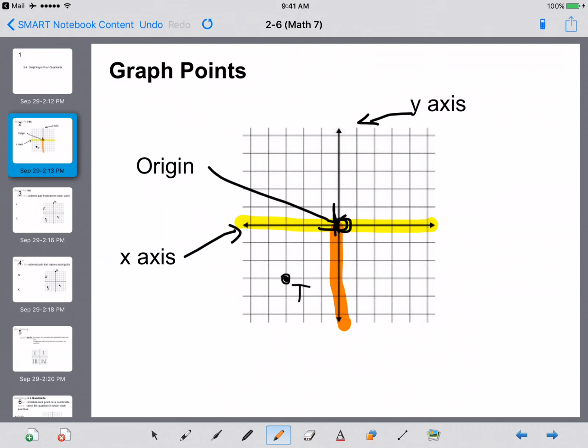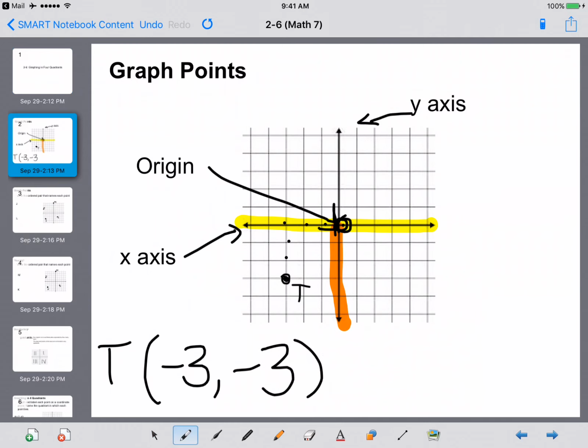If your graph is not labeled at all, so there's no numbers indicating how big each space is, it means it's 1. So our point T here, we start at the origin and go back 1, 2, 3 spaces. So our point T is at -3, and then we go down 1, 2, 3, -3. Okay, so you go left and right first, then up and down. X comes before Y.